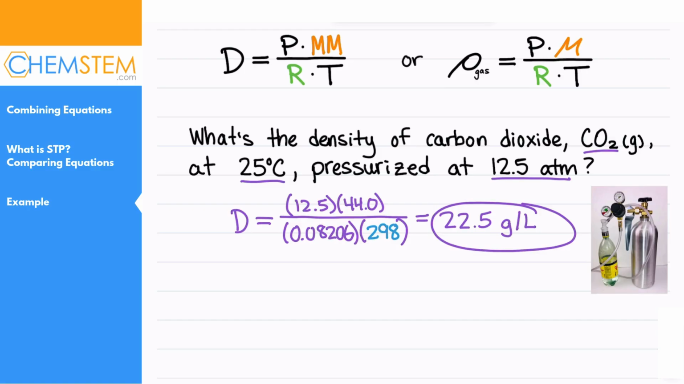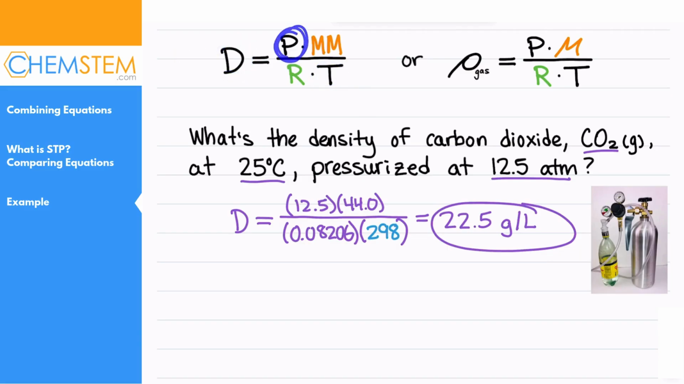Now let's think about how the density would change under different conditions, because it's important to understand the relationships between these variables and density. If the temperature goes up, you're dividing this by a larger and larger value, and a higher temperature will result in a lower density. We would say that temperature and density are inversely related. When the temperature goes up, the density goes down. That's why hot air rises.